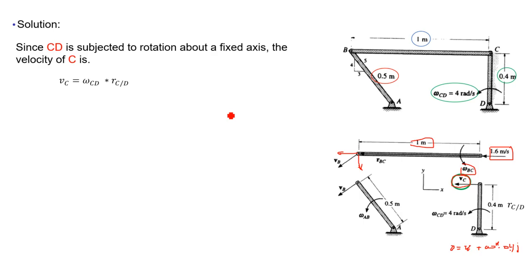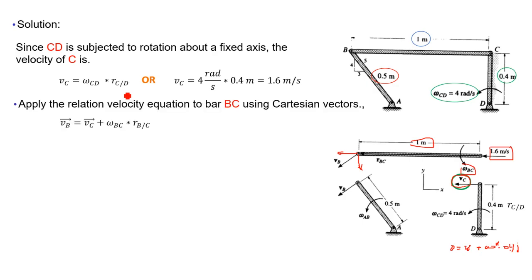So we start with the CD that's subject to a rotation about the fixed axis, and the velocity of the C can be found by simply multiplying the omega CD by the length of the r C/D. This will be equal to 4 multiplied by 0.4, and this will make it 1.6 meter per second. Now we've done the first part. We're going now to the link BC to write down the relative velocity equation for that link. We can see now we need to find the two components of the velocity B.